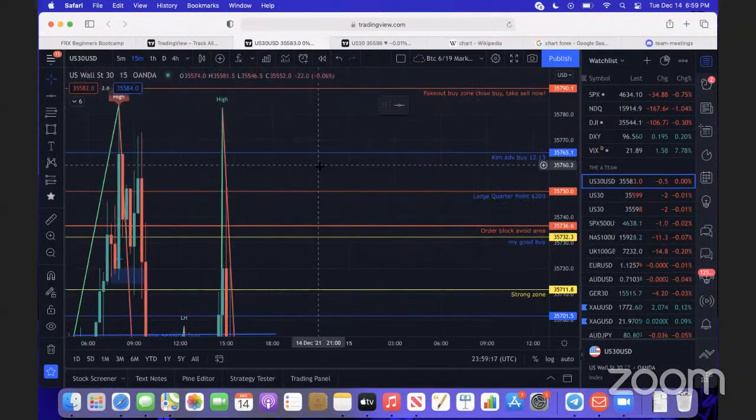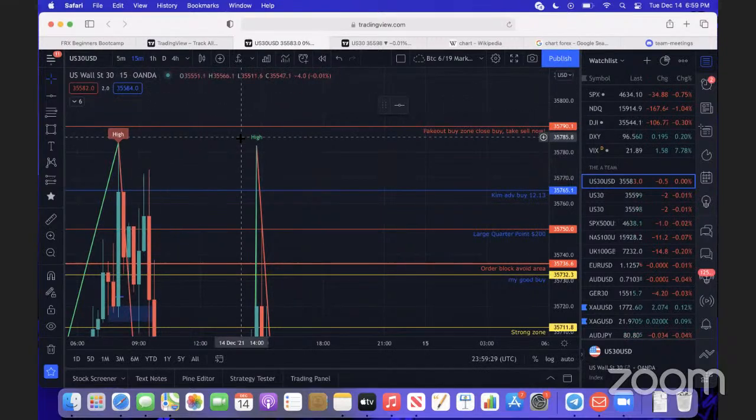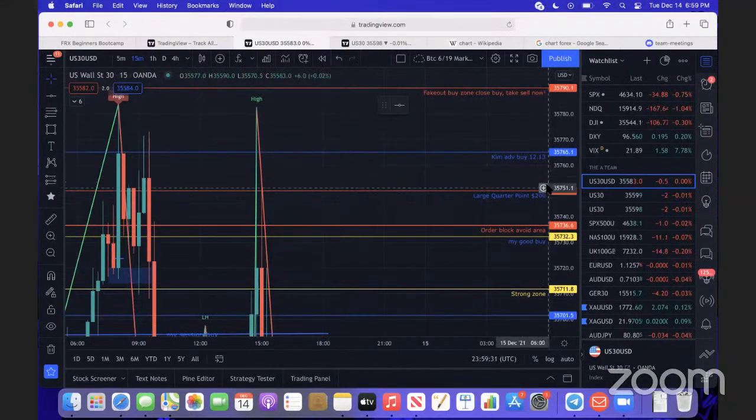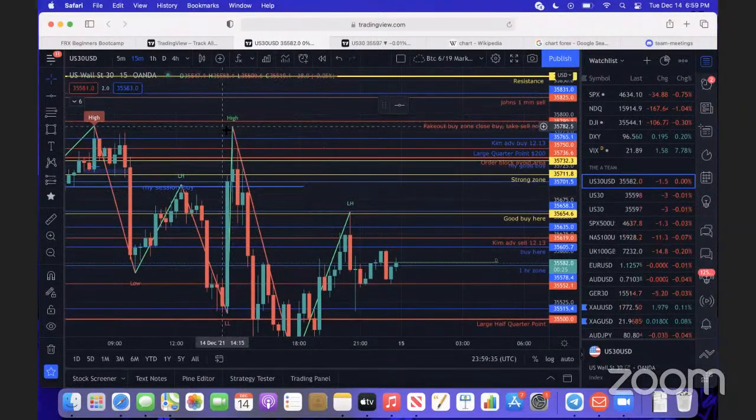All right, so here we are. You see the zone right here that I've got listed as the fake out buy zone. You want to mark that with extreme caution. 35,790.1 on Wanda. So this is where the big sale started today. On the 15-minute chart, it started right here at the fake out buy zone. When I saw this thing spiking up, I already knew.